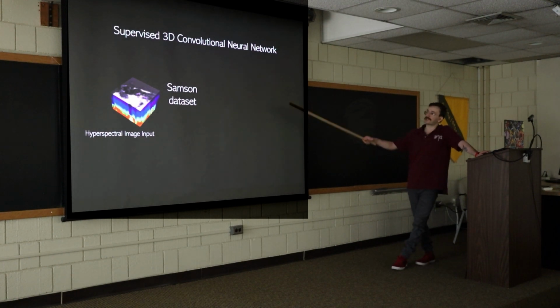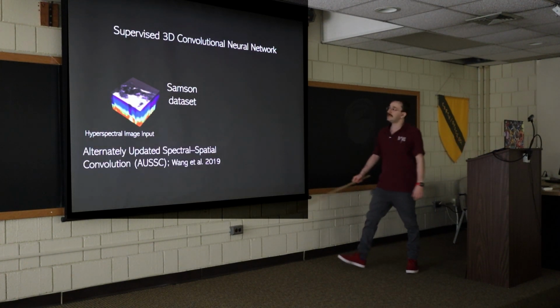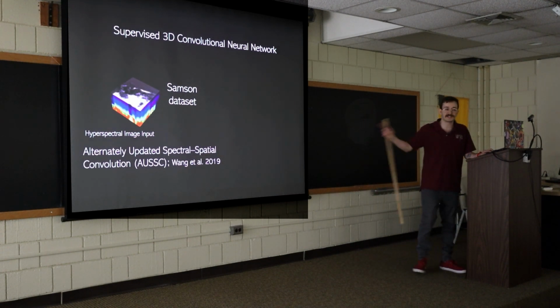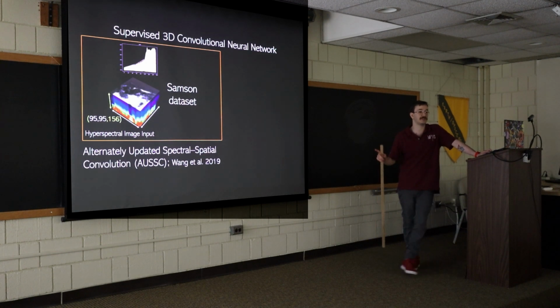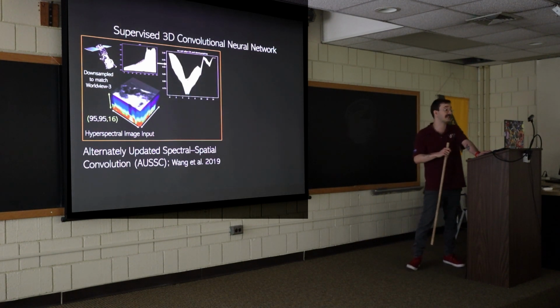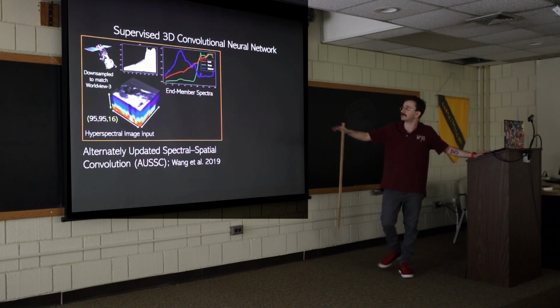So this is the Samson data set. It's a hyperspectral image input that we use a lot for these kinds of experiments. And this is the alternately updated spatial spectral convolution by Wang. And this is a really, really good model because it uses a very efficient combination of training parameters to get the output. I did mention that there's a lot of training data involved in this. I'm going to skip through a little bit.